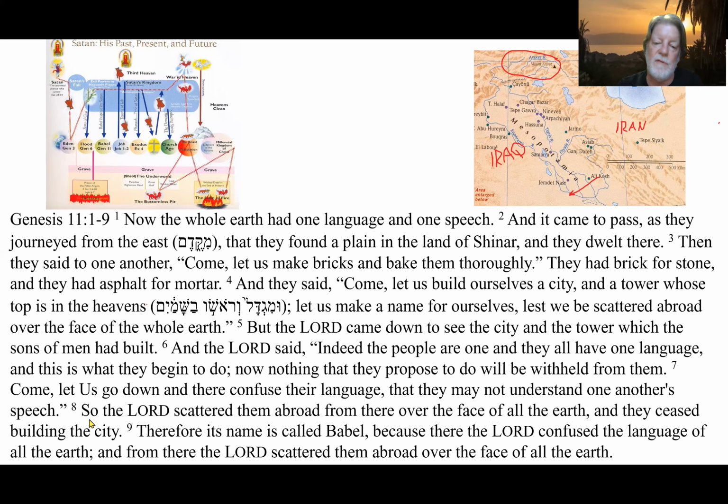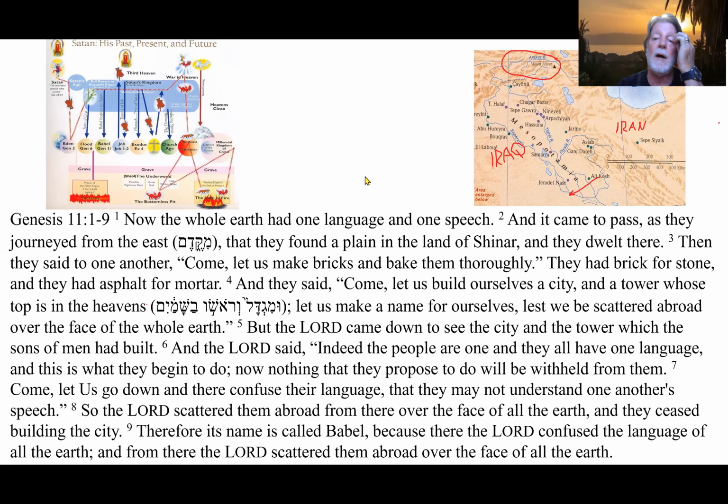So Yahweh scattered them abroad from there over the face of all the earth, and they ceased building the city. Therefore, its name is called Babel, because there Yahweh confused the language of the people. I think Babel means confusion. And from there, Yahweh scattered them abroad over the face of the earth, which was what he had intended all along.